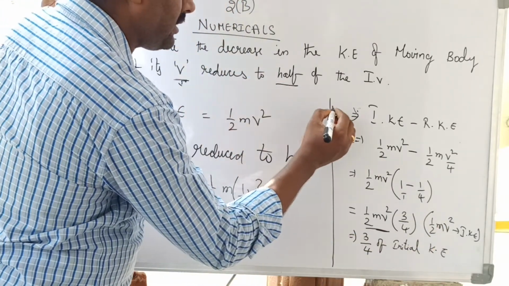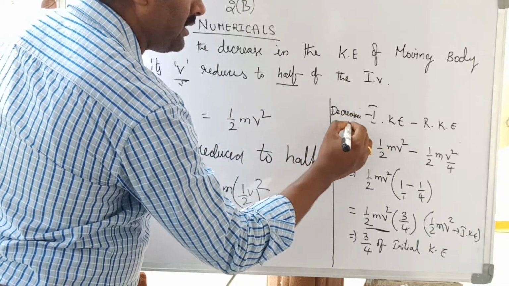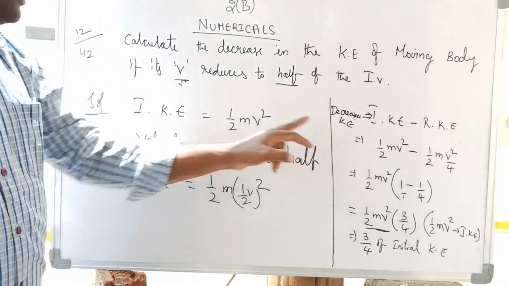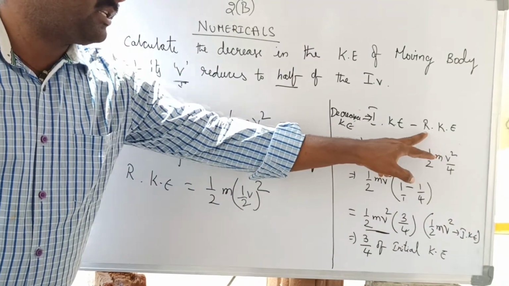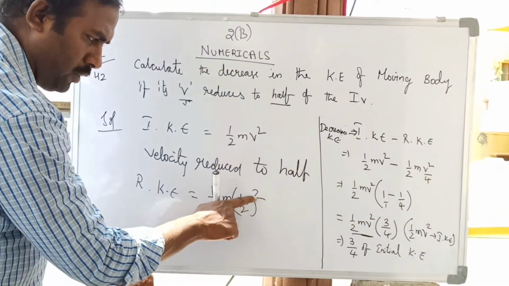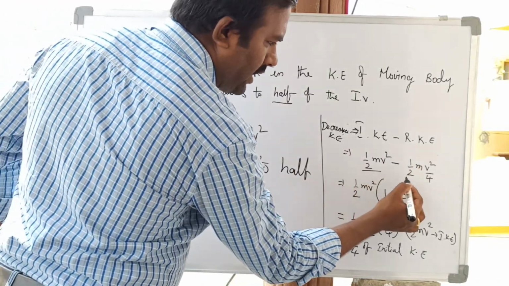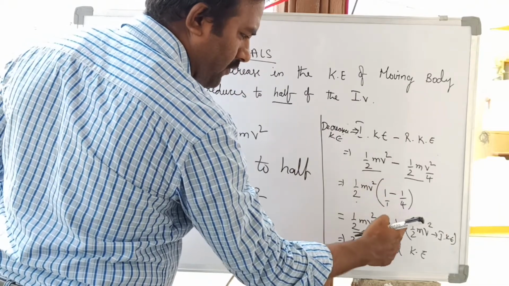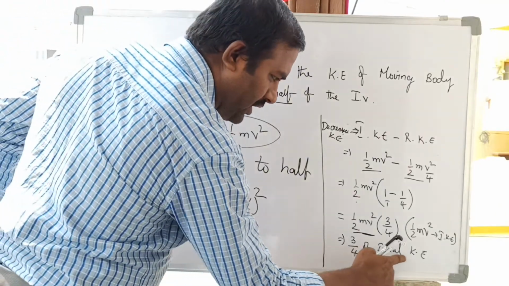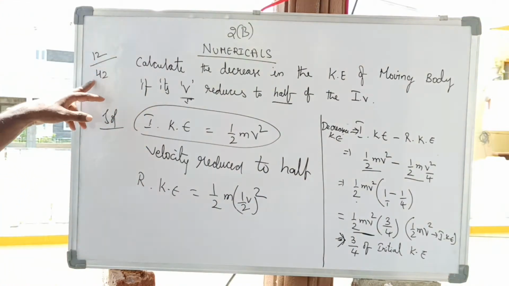So the decreased kinetic energy is equal to initial minus reduced. Initial is half mv square and this is the reduced kinetic energy, half of, because we kept v by 4 here. So 1 by 2 v whole square will become 1 by 4 v square. So it is 1 by 4 v square, half mv square common. Here 1, here 1 by 4, if you calculate, 3 by 4. What is this half mv square? Initial kinetic energy. 3 by 4th of the initial kinetic energy is the reduced kinetic energy.